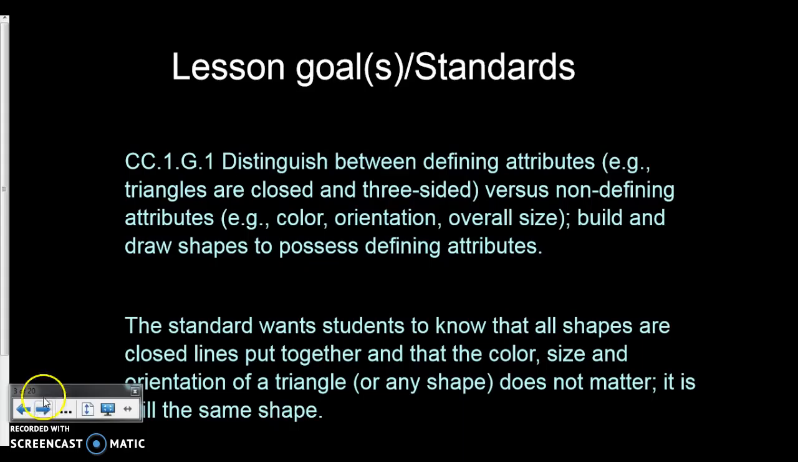The lesson goals and standard. Pretty much the standard wants students to know that all shapes are closed lines put together, and that the color, size, and orientation of a triangle or any shape doesn't matter, and that it's still the same shape even if it's a different size, color, or flipped around, upside down, or anything like that.